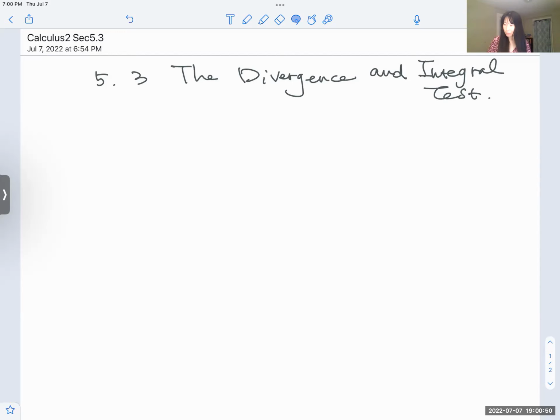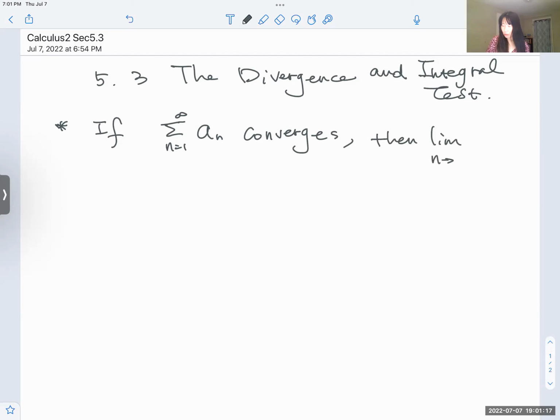So here, if the infinite series, n from 1 to positive infinity, a sub n converges, then the limit when n approaches infinity of a sub n is equal to 0. Okay, all right, so let me show you this one with an example.